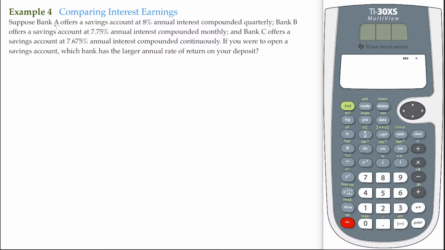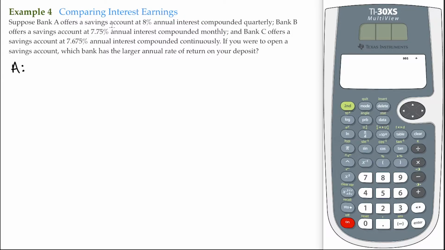So obviously what we have here is three different banks, Bank A, B, and C, and each one is offering a different interest rate and different compound periods. So we just want to know which one's going to give us the bigger rate of return on whatever money we deposit in there. So the amount of the deposit, P, is irrelevant. We just want to know which one is going to give us the bigger rate of return at the end of a year. So for A, I'm just going to put down Bank A right here.